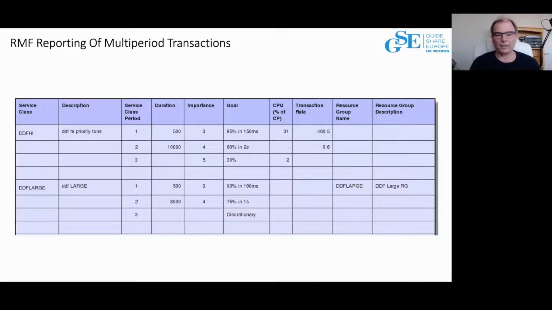Okay, just very briefly, you can report in RMF multi-period service classes. In this particular case, the transaction rate in DDF high is almost entirely ending in period 1 and a tiny bit in period 2 and almost nothing in period 3. And you can do it at the individual service class level. So here there's 2 service classes, DDF high and DDF large. Occasionally, by the way, I see DDF without multiple periods. I really think we want multiple periods for DDF, particularly if we're worried about what I call feral DDF.